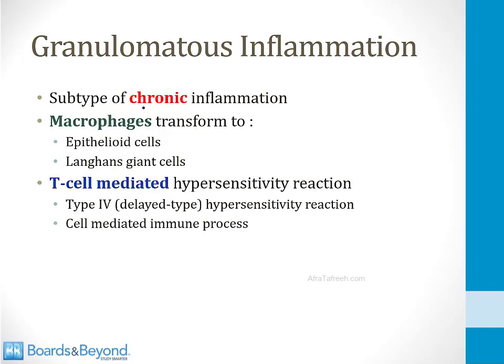Granulomatous inflammation is a subtype of chronic inflammation. It's a special form of chronic inflammation where structures called granulomas form. That's how it gets its name. Key cell types in granulomatous inflammation are, first of all, macrophages. Macrophages are heavily involved in this form of chronic inflammation, and they transform into two cell types. One is called the epithelioid cells, and the other is called Langerhans giant cells. And we'll talk about what both of these are in just a minute.